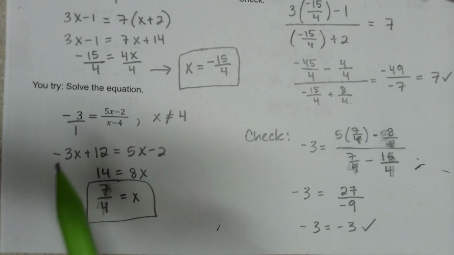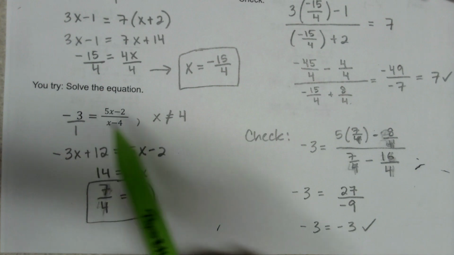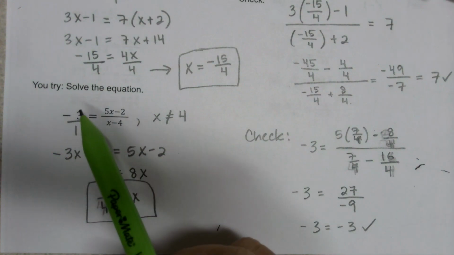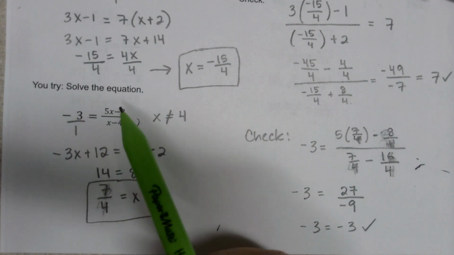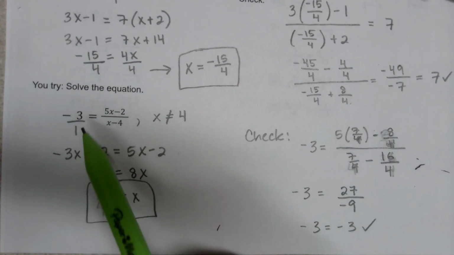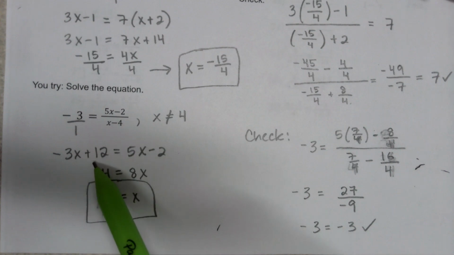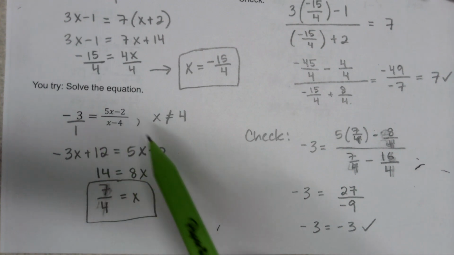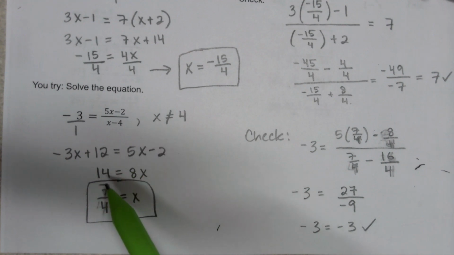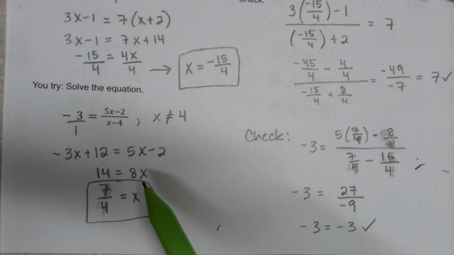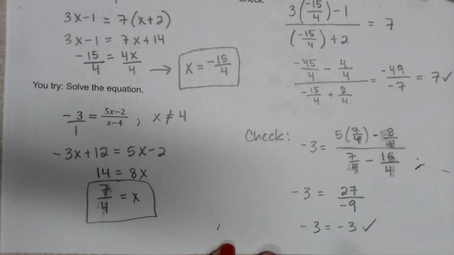Okay, so again, hopefully you got the same answer, 7/4. I knew that x couldn't be 4. I did cross multiplying: negative 3 times negative 4 was positive 12, and 1 times 5x minus 2 was 5x minus 2. I moved all my x to the right. I divided by the coefficient, I got 7/4, and then I did a check here, so I'm confident that my answer of 7/4 is correct.